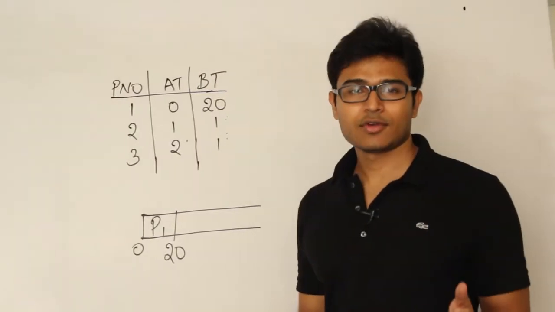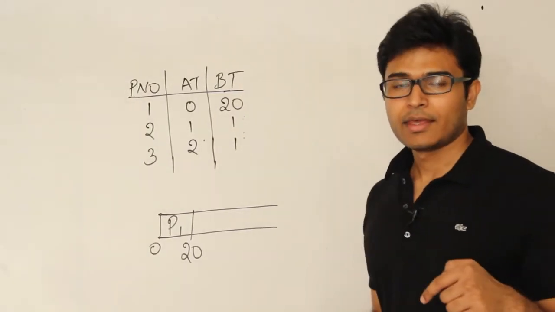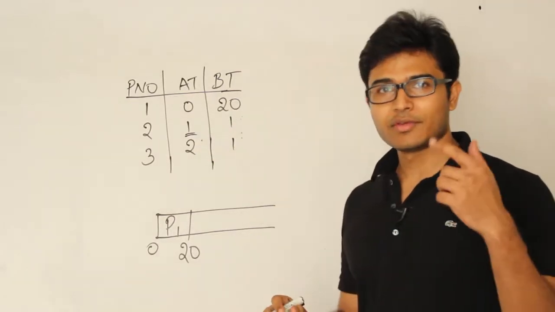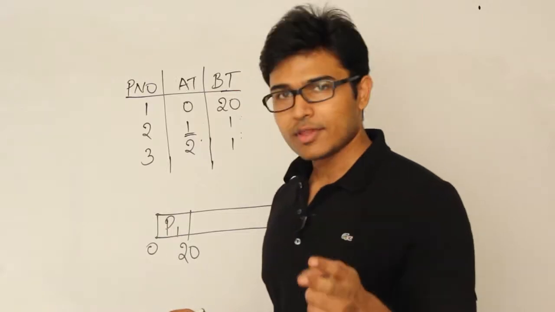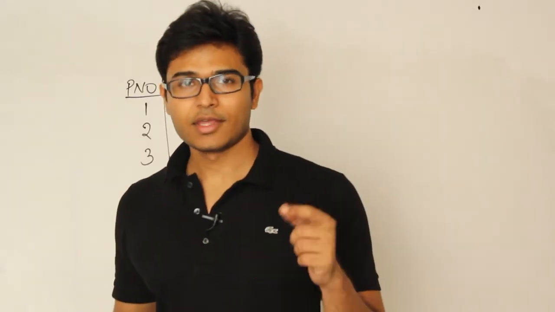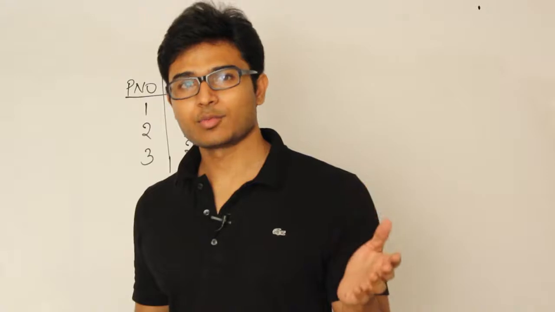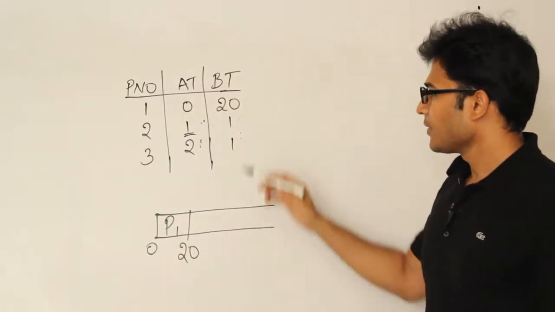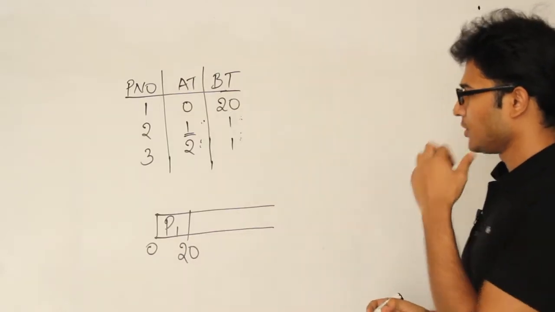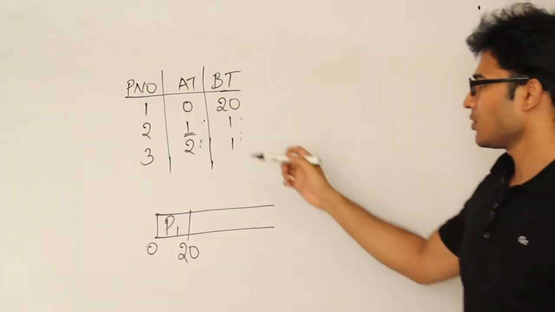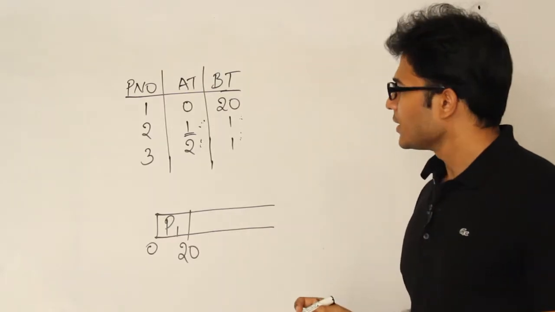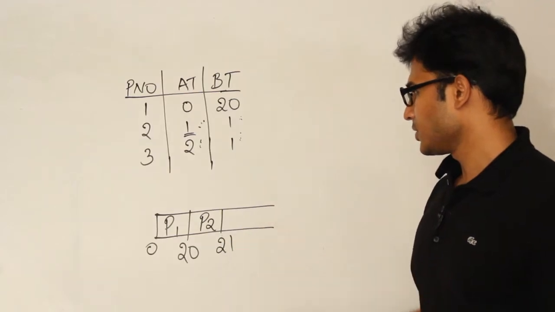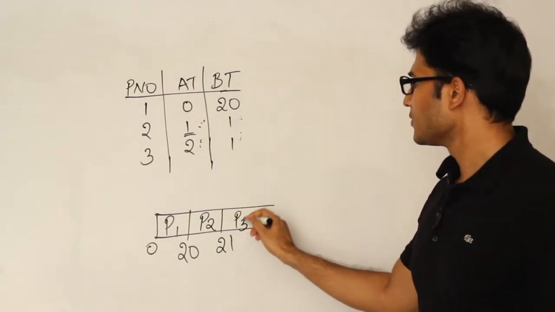Remember that whenever two processes have the same burst time, we pick the one which arrived early. Previously in FCFS, whenever two processes had the same arrival time, we picked the one with the least process ID. But here the tiebreaker is arrival time. Both processes have the same burst time, so to break the tie we take the one with the least arrival time, which is P2. P2 will be scheduled and run till 21, and then P3 will be scheduled.